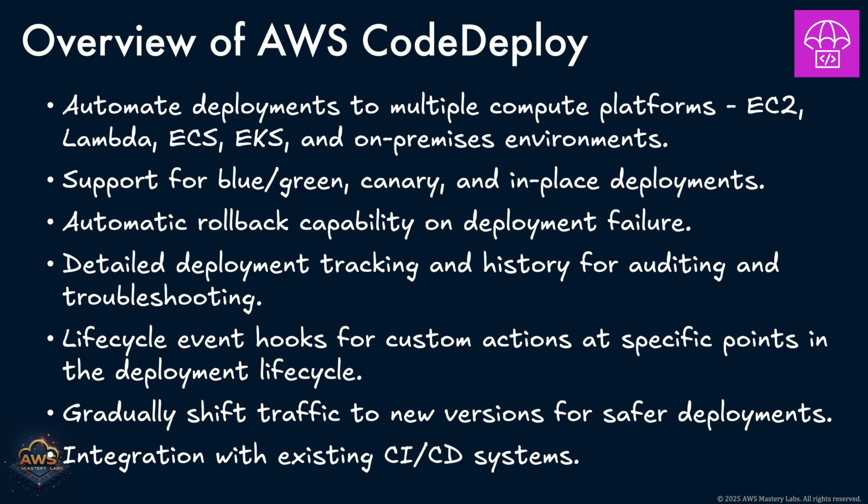To help customize your deployments further, CodeDeploy provides lifecycle event hooks. These hooks let you run scripts or commands at specific stages of the deployment, giving you full control over the process. You can also use traffic shifting controls to manage how traffic is directed during a deployment. This allows for gradual rollouts, where only a small percentage of traffic is sent to the new version initially, and more traffic is shifted over time once stability is confirmed.